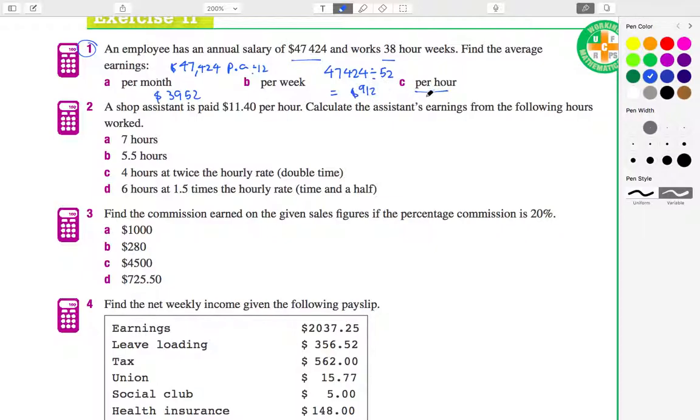Now we want to see how much they make per hour. How do we find that? Well, we know that the employee makes $912 per week, and they work 38 hours per week. So all we need to do is 912 divided by 38, because then we'll get the amount of money per hour. You divide 912 by 38, and you get $24 per hour. So it's very important to know how to work those out.